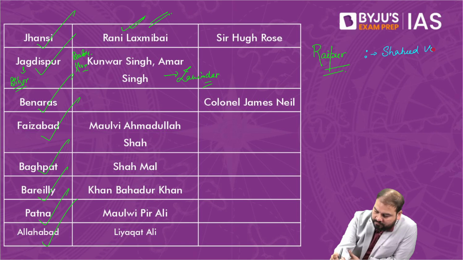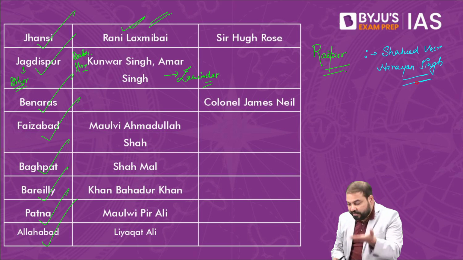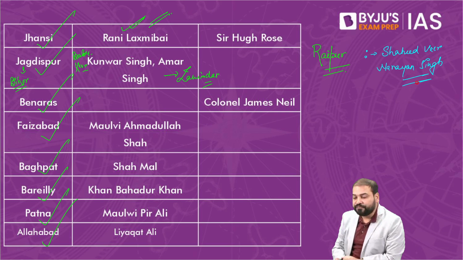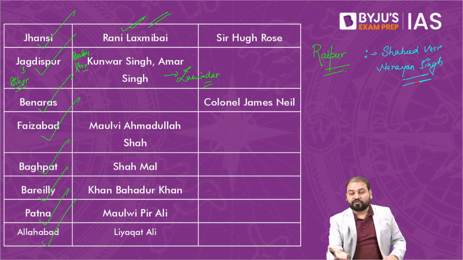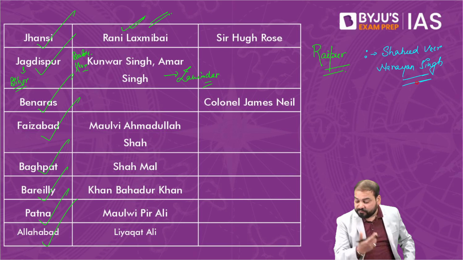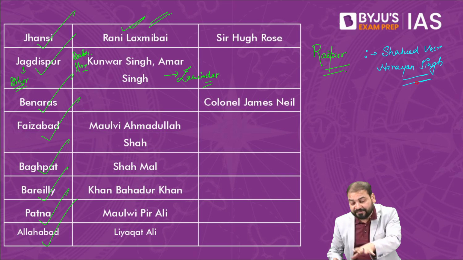Shaheed Veer Narayan Singh. Who is he? He basically was fighting in the 1857 revolt. Everyone, please understand. From cricket also you will get a lot of information. Shaheed Veer Narayan Singh is a great leader who was fighting this in Chhattisgarh.